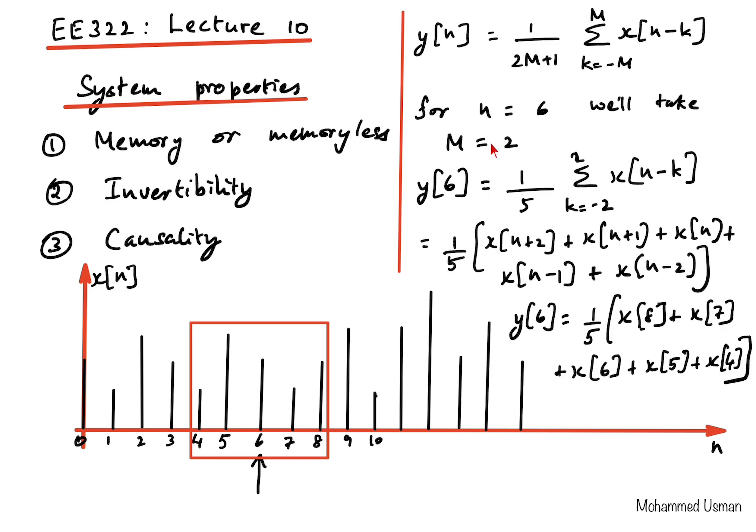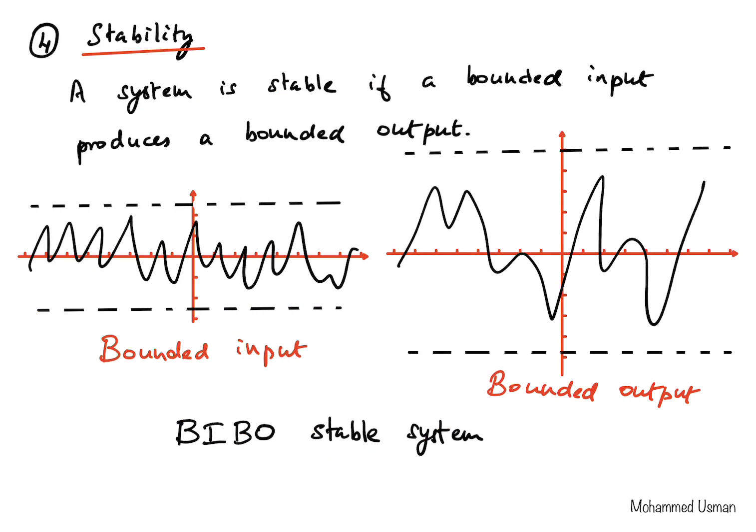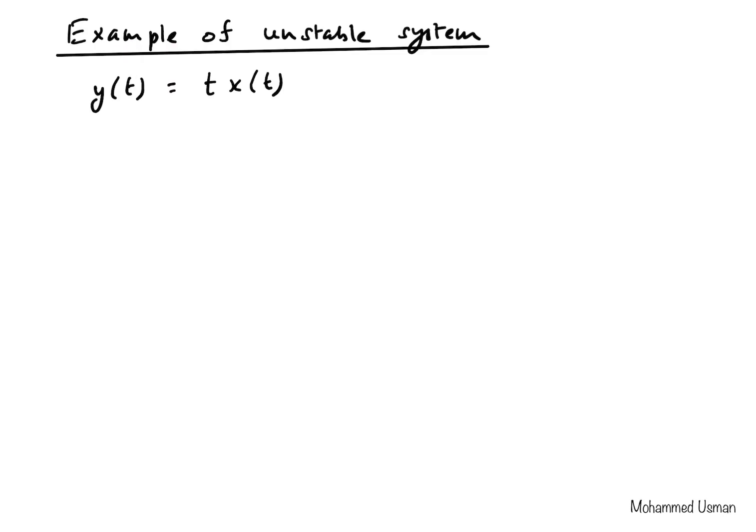So this moving average system is a stable system, because when the magnitude of the input signal is bounded, the output signal will also be bounded by that same bound, since we are taking the average of a finite number of samples. So that's a stable system. Now we'll look at an example of a system which is unstable.